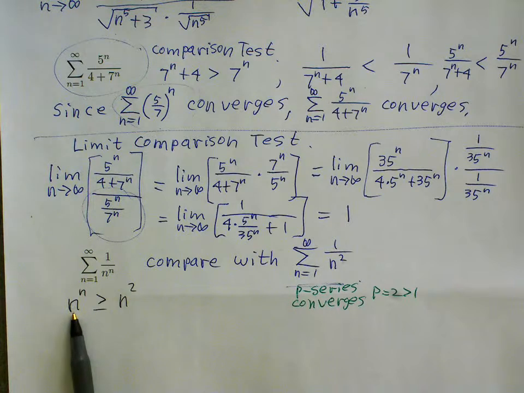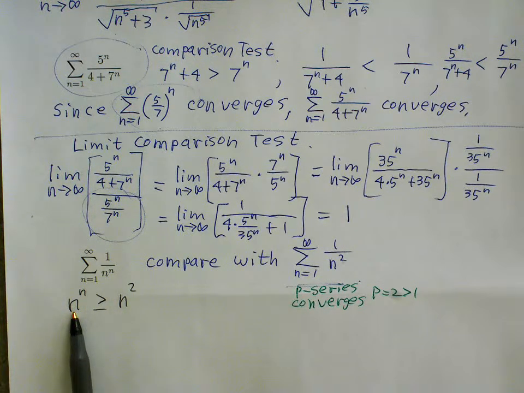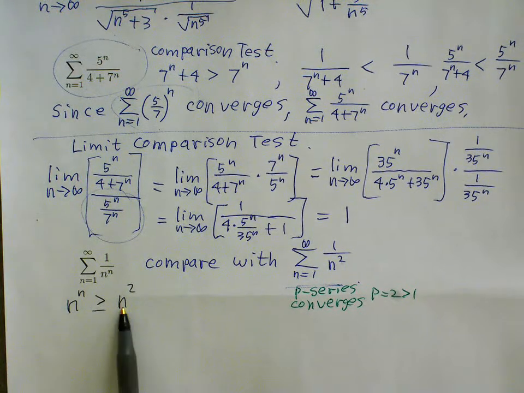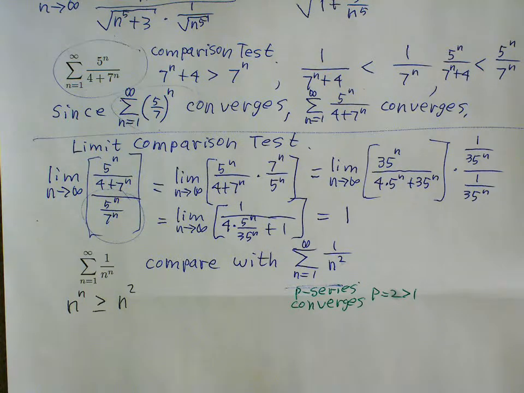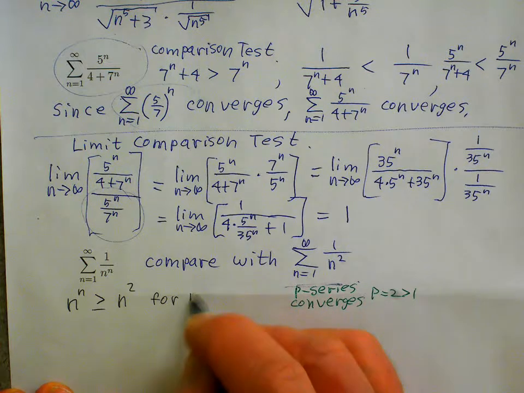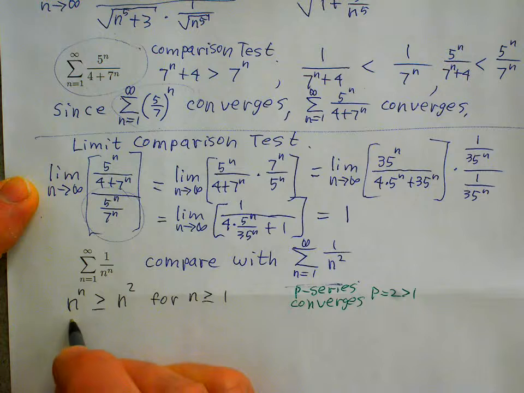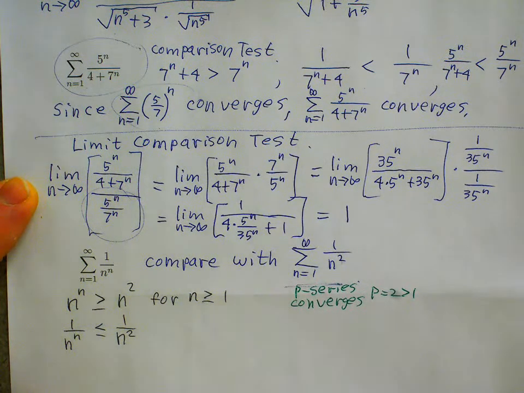Well, when n is 1, they're equal. When n is 2, they're equal. But then when n is 3, n to the nth is greater than n to the second. So this is true for n greater than or equal to 1. So that means the reciprocals, we have a reverse inequality. So reciprocating, 1 over n to the nth is less than or equal to 1 over n to the second.